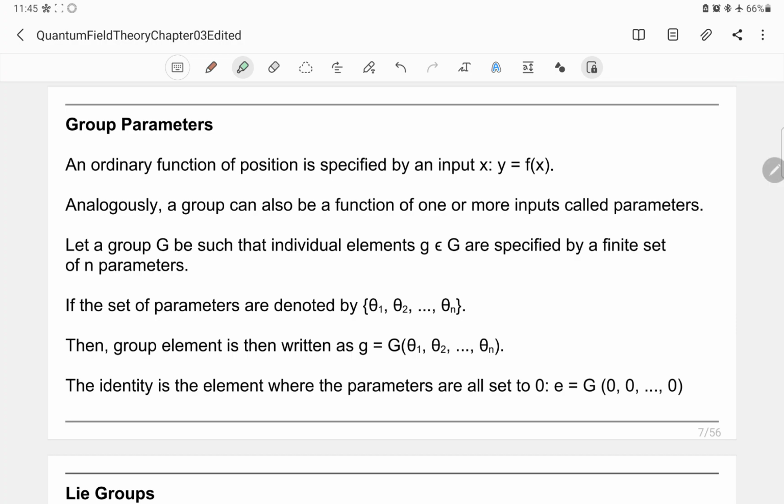So you have e equal to g(0, 0, 0, 0, 0, and so on).